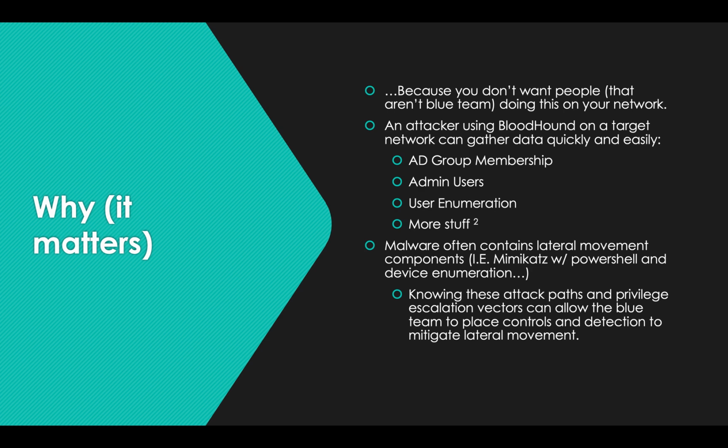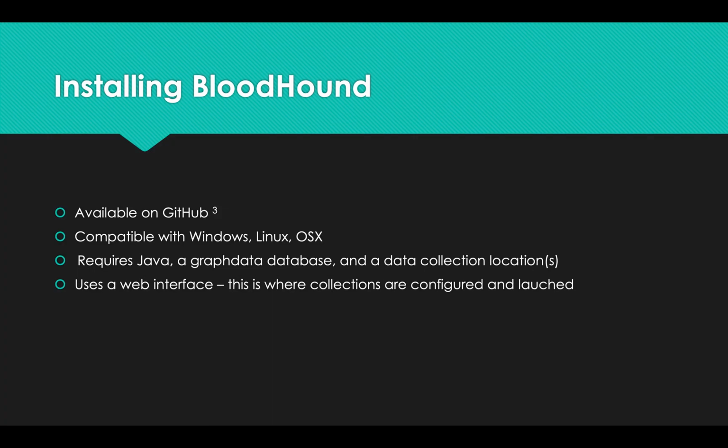BloodHound can do that for you in a safer way and allow you to move across your own network and see what that looks like. It's available on GitHub. Like I said, you can run it. I'm running it on a Mac. I've run it on Windows and Linux. It requires Node.js and Java to be installed.